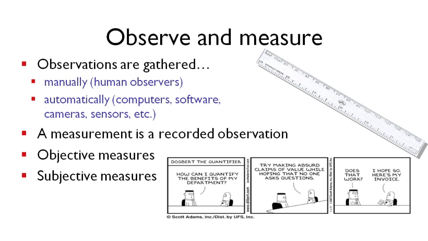Well, in the end, every measurement is in some way a recorded observation. That's basically what it is. So a measurement is an observation that you record somehow, and you can do this, ideally, with a calibrated measurement tool to some extent. And there are objective measurements and subjective measurements.